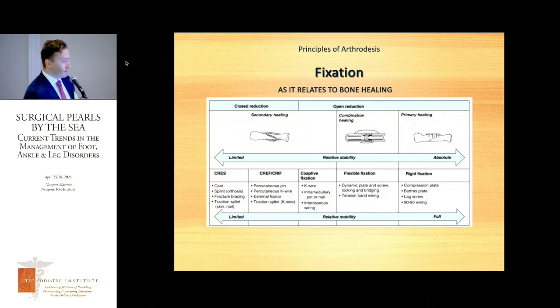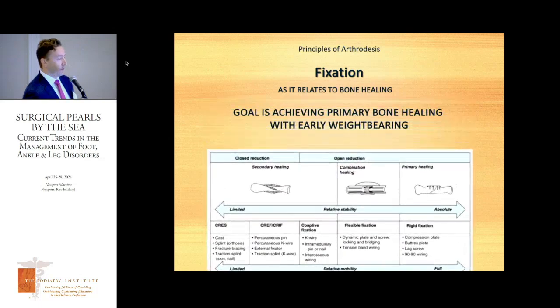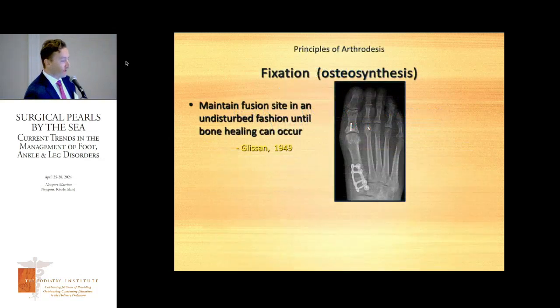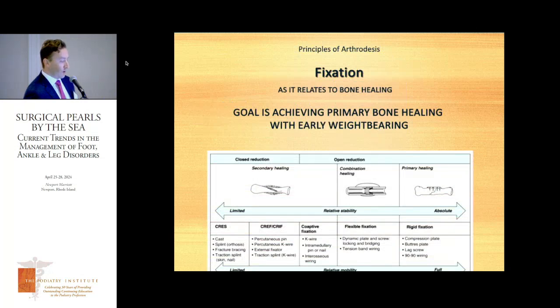As far as fixation goes, this is in relation to bone healing. Our biggest thing is that we want to achieve primary bone healing with weight bearing as early as possible. So whatever fixation you're picking, you want to make sure that it's robust enough, or that it allows the patient to be as active as possible to facilitate bone healing. And that may be something as robust as compression plating or buttress plating, or it could be just K-wires.